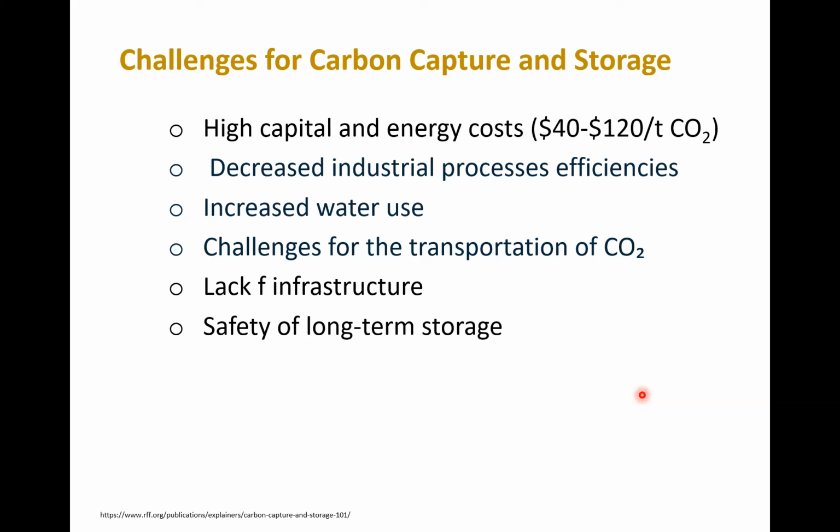The second challenge is decreasing the industrial process efficiencies. The more unit operations you add to the process, the more it can decrease the efficiency of the process, and of course it decreases the revenue from this kind of industrial process. For example, if you have a power plant and you add more units for capturing the carbon dioxide, you have to have more cost, and this will be reflected in the revenue from this process. Of course, we also need to use more water. This is another challenge.